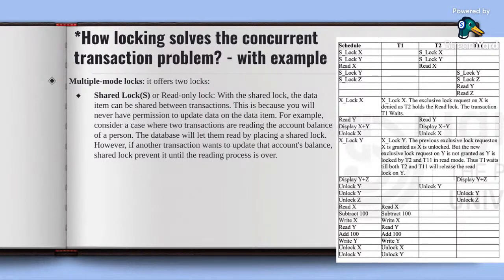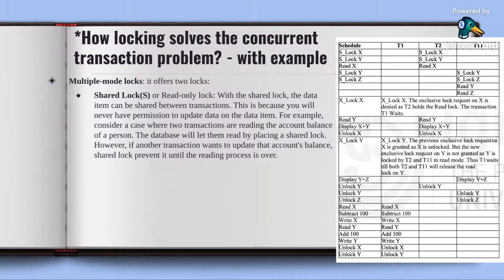For example, consider a case when two transactions are reading the account balance of a person. The database will let them read by placing a shared lock. However, if a transaction wants to update the account's balance, the shared lock will prevent it unless the reading process is over. So, to sum it up, multiple transactions can place a shared lock on the same item, but they're only allowed to read it. And if a transaction wants to put an exclusive lock, it cannot do that until all the transactions sharing a lock have released that lock.